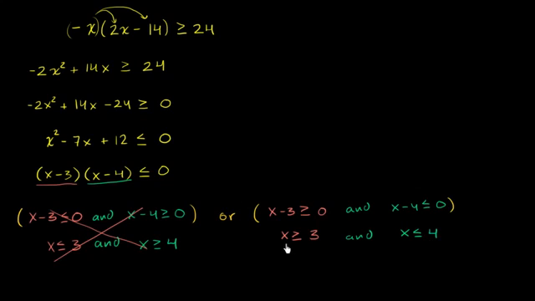Now, does this make sense? That something could be greater than or equal to 3 and less than or equal to 4? Sure. For example, 3 is greater than or equal to 3, and it's less than or equal to 4. 4 is greater than or equal to 3, and it's less than or equal to 4, and anything in between.